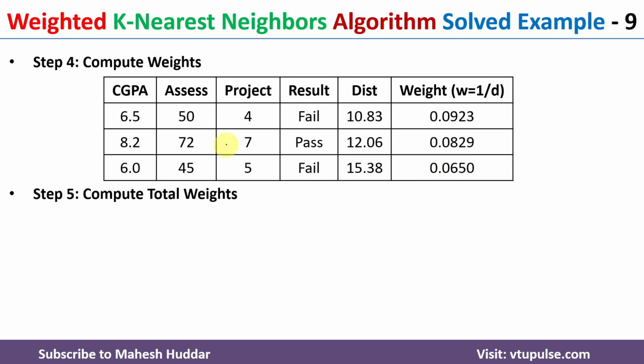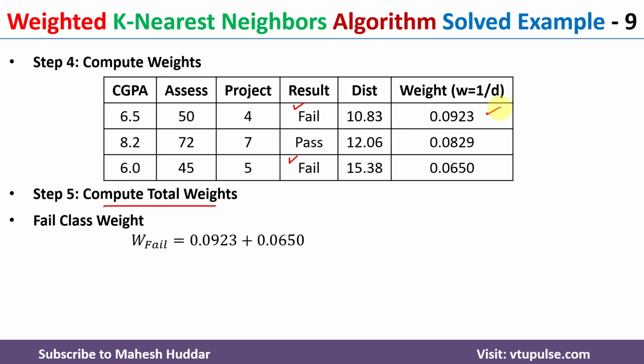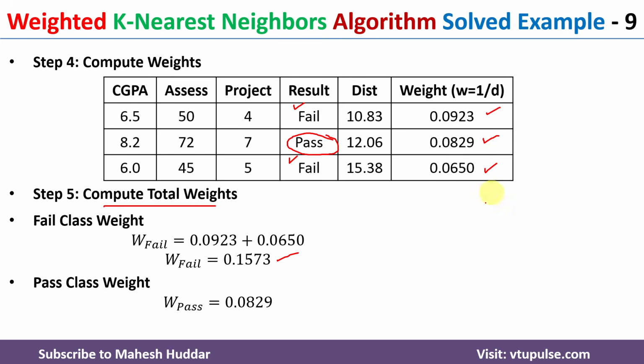Once you find the weights, next we need to compute the total weights. Here we can see that in the result we have two fails. So for the fail class, the weight will be the sum of these two weights, that is 0.0923 plus 0.0650. Once you add these two values, the weight of class fail is 0.1573. And here we have only one pass class, so the pass class weight will be 0.0829. Now we need to compare these two weights.